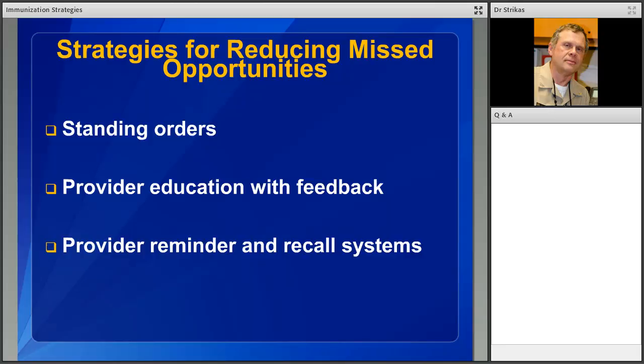Incorporating some behavioral principles such as assessment and feedback into a provider education program might have a greater effect on provider behavior than an education effort aimed only at increasing knowledge. Provider reminder and recall systems. I mentioned these systems earlier in the presentation.